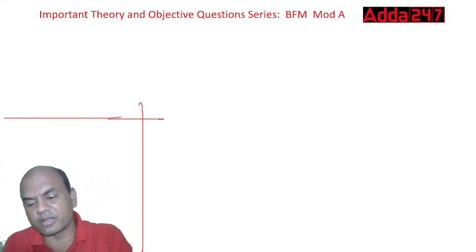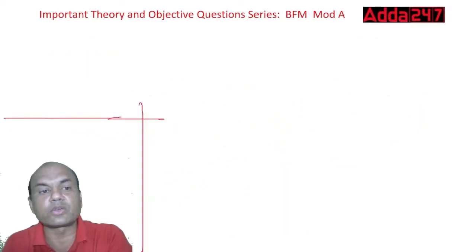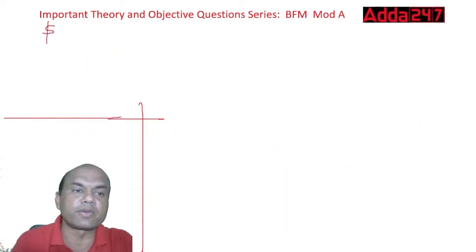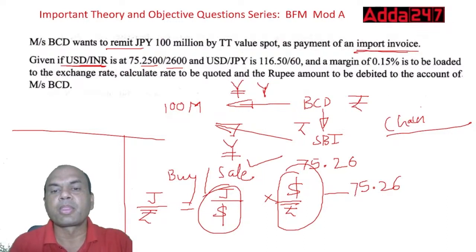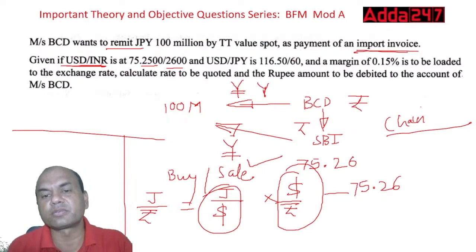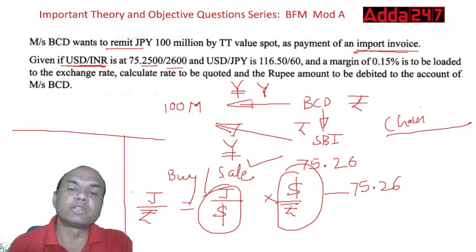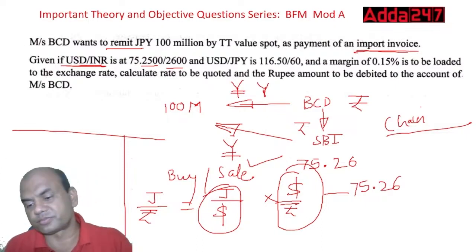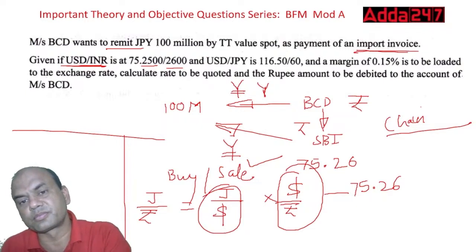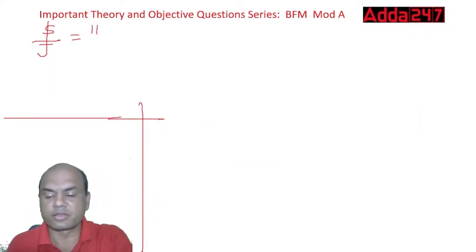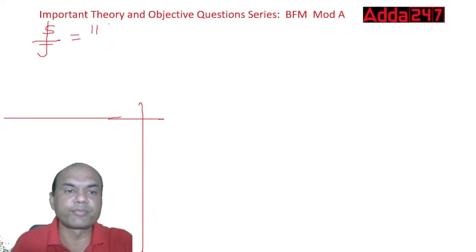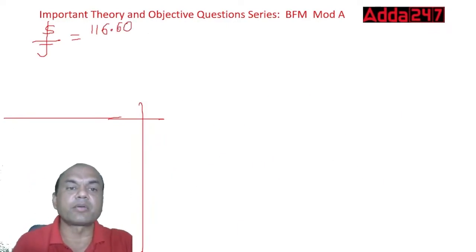I'm having what rate? Let me see. We are having dollar to JPY. So what is the dollar to JPY rate which I am having? 116.50 or 60? Everyone, 50 or 60? What should I take? I'll take 116.60, sale rate I want.